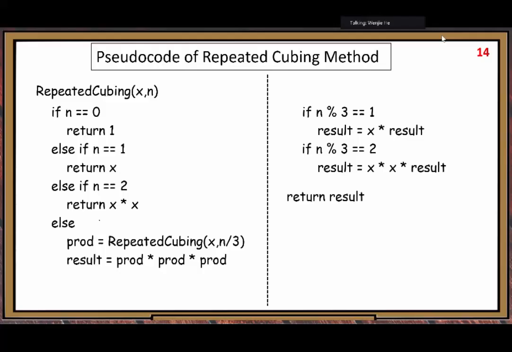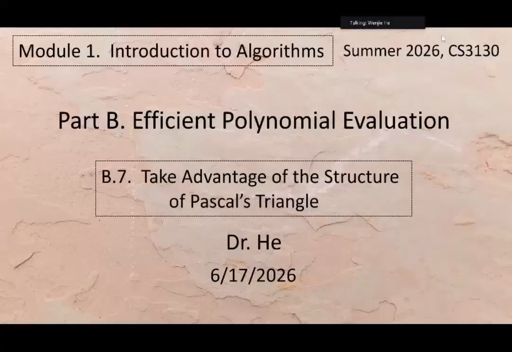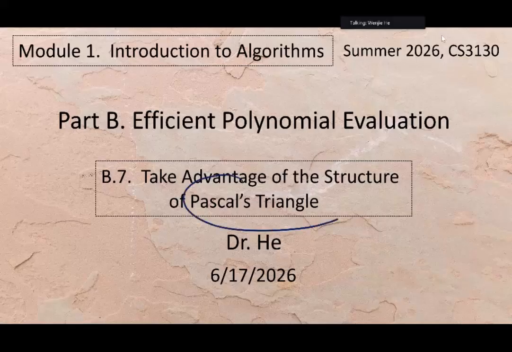So at the end, we return this result. So that's the way. All right, so we complete B.6. Then the last topic, B.7: take advantage of the structure of Pascal's triangle. Here, there is a special, interesting topic called Pascal's triangle.